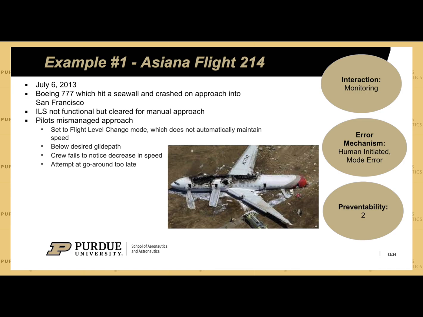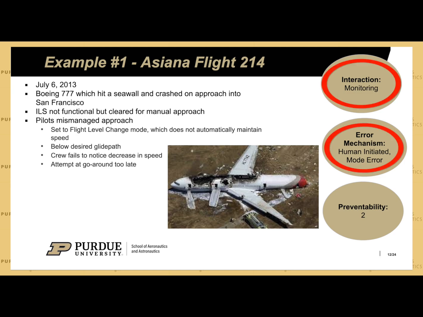The crew lost focus on the airspeed until they noticed they were coming in well below the glide path and too slow since the autothrottle was no longer maintaining the speed that they had thought. At the last moment, the pilot attempted to go around, but it was too late. The plane struck a seawall and crashed onto the runway. Since the pilots failed to pay attention to the airspeed and activity of the autothrottle on the approach, this accident is an example of a monitoring error.